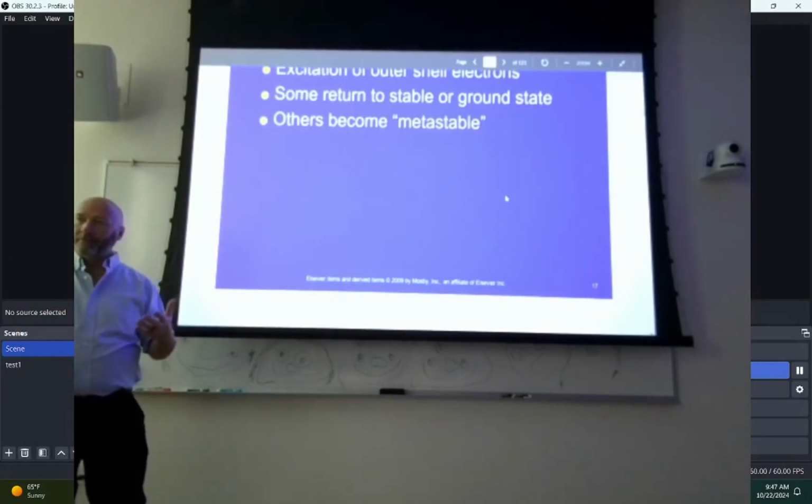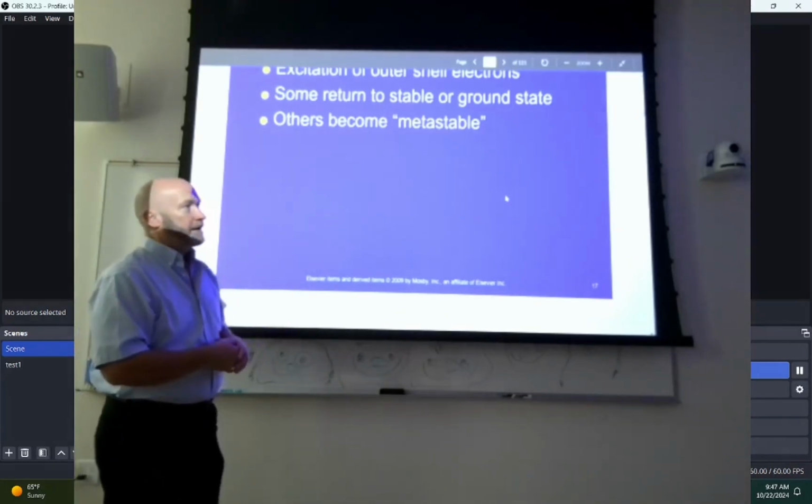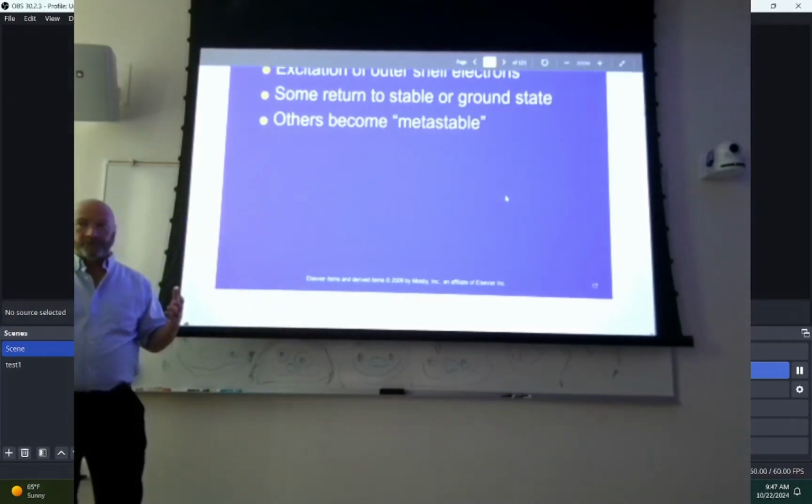It's stable, but it's holding on to some stuff that it otherwise would not hold on to. So it's got some energy. It's stored some energy. The thing with metastability is that it's kind of got a half-life to it.